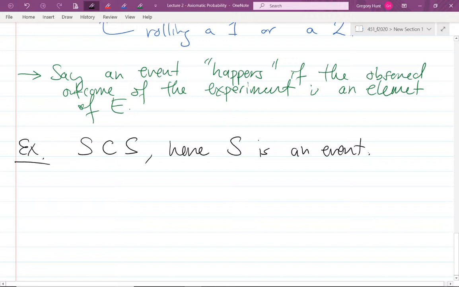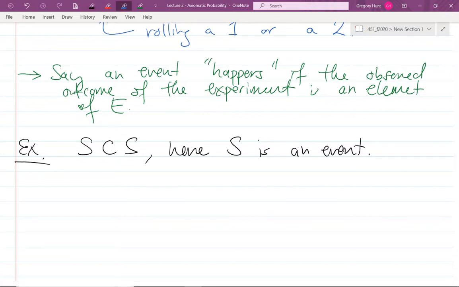What event is S? If we go back to our dice rolling example, the event E was rolling a 1 or a 2. What's the event S, which is the set {1, 2, 3, 4, 5, 6}? You can pause and think for a second.